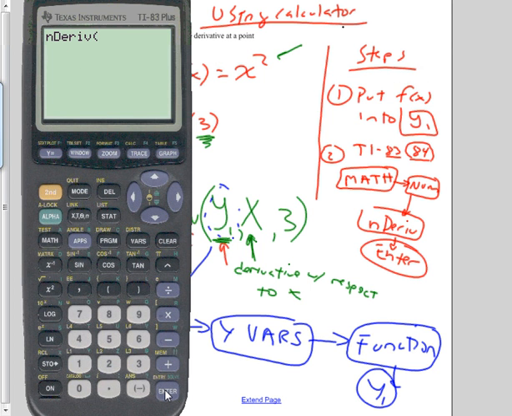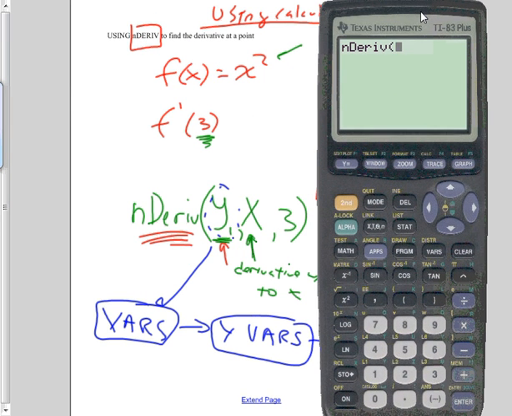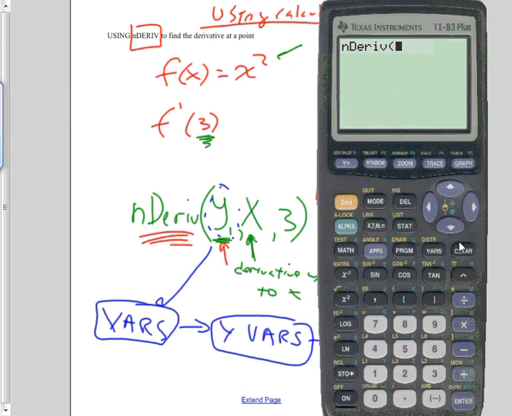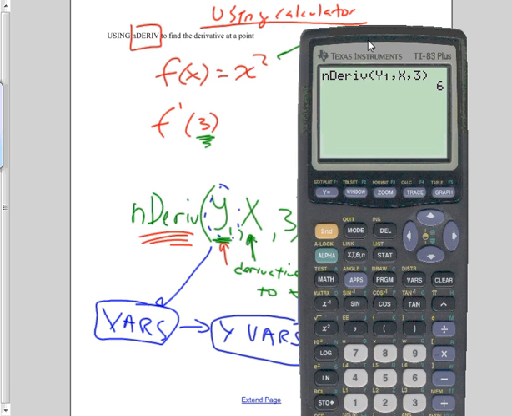And we press enter. Now we're going to press y1, because we want to make it look like this: y1, x, 3. So vars, y vars, function, y1, and then comma x, comma 3. This is going to compute our derivative for us automatically. And there it is. We get the derivative right there. This says that the derivative of x squared when x equals 3 is 6. Let me take a picture of this.